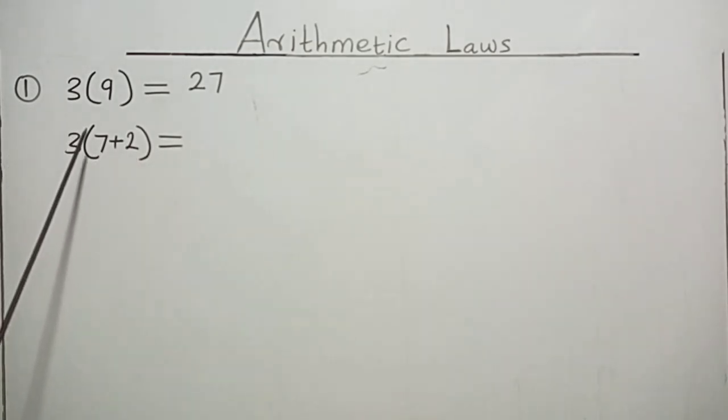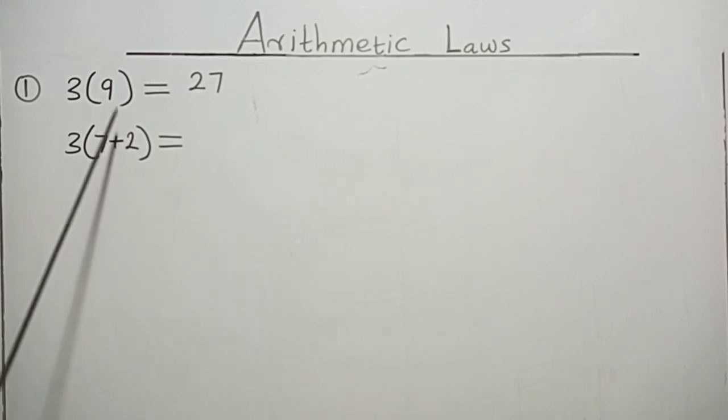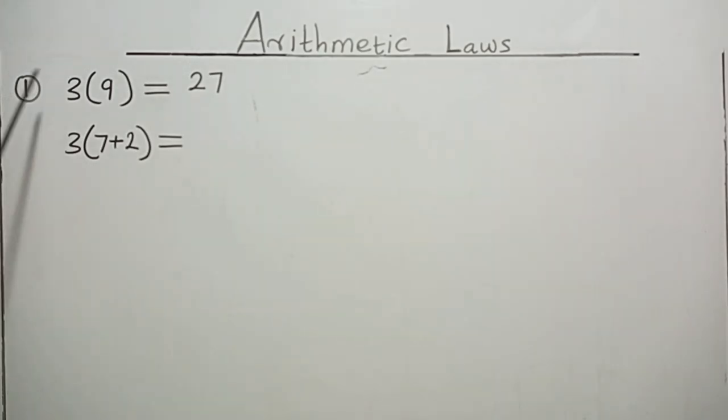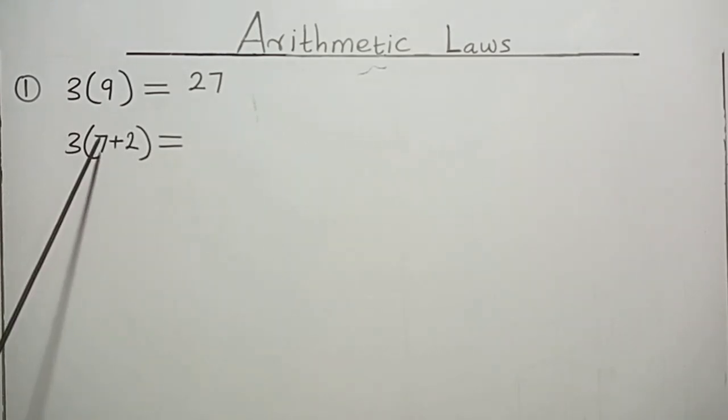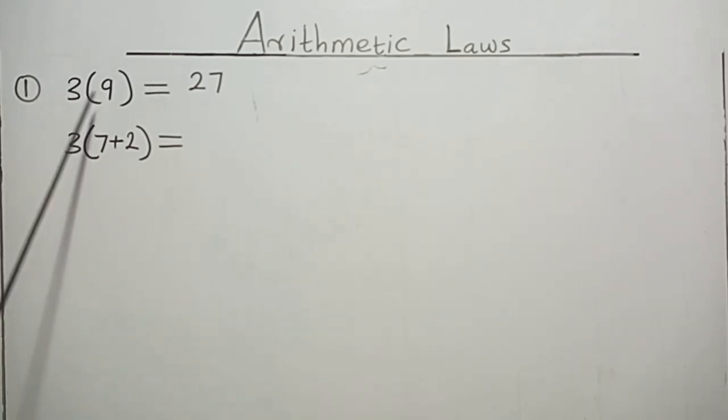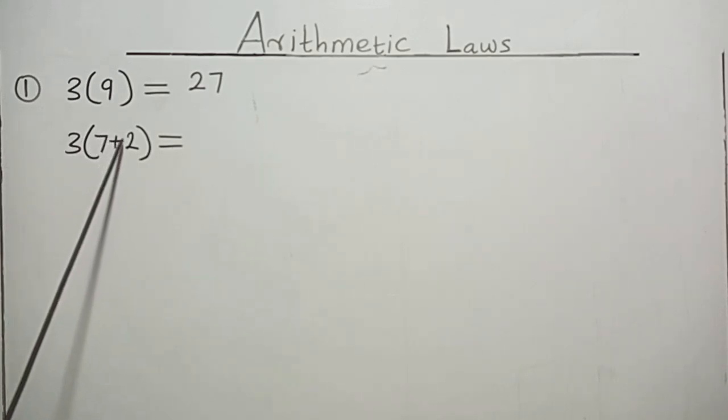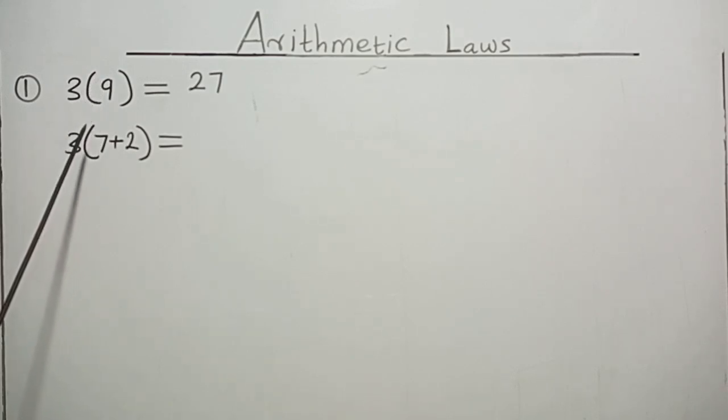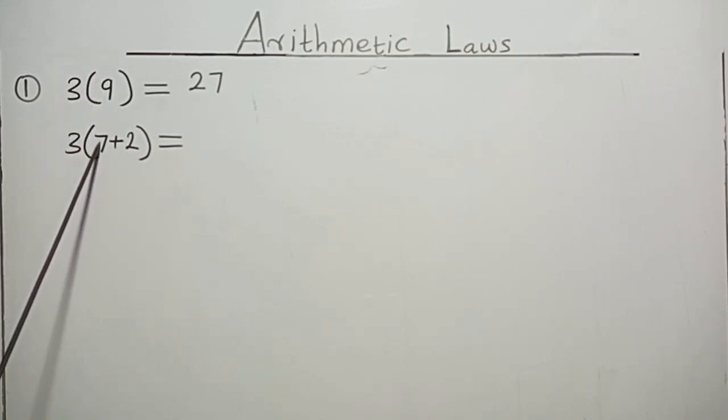Notice that if you add 7 to 2, the answer is still 9. The implication is that the two operations are the same. 3 bracket 9 is the same thing as 3 bracket 7 plus 2. Can you discover other ways of writing this 3 bracket 9? Obviously, you can, because it is not only 7 plus 2 that will give us 9. Somebody could come here and write 3 bracket 4 plus 5. And in many other ways, we can write this expression.